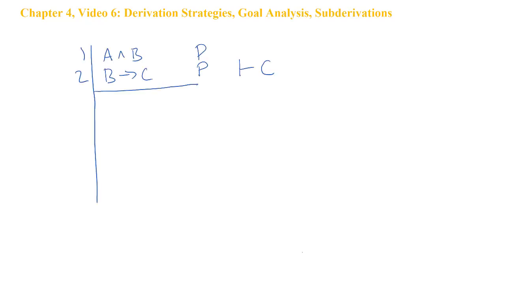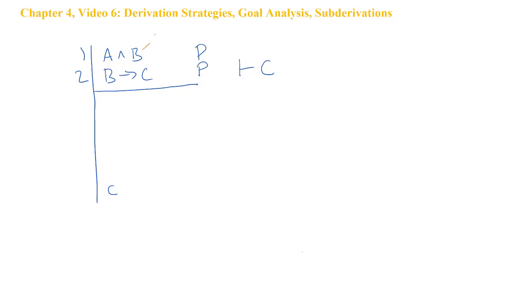So right here is a very simple derivation. The goal just is to derive the formula C. And you might quickly recognize that C is in the consequent of line 2, and so you need to get a B in order to do arrow elimination to get at that C.